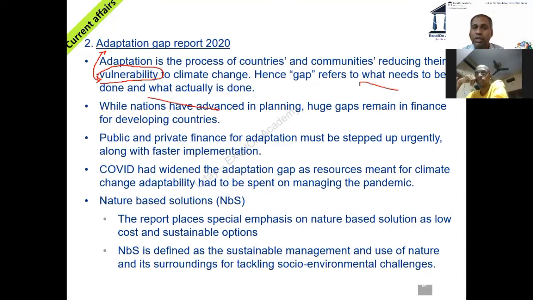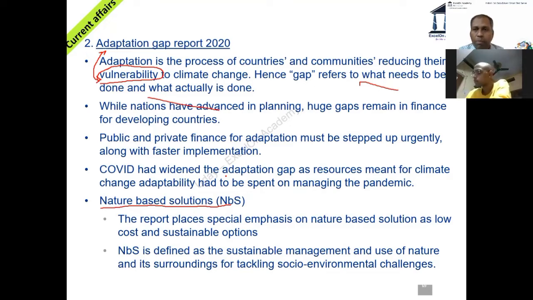So what they are saying is every country is very good when it comes to planning, but the problem is in financing. This is also an aspect which is well known. I'll come directly to the last point on the adaptation report, called nature-based solution. Now, this term has been picked up a lot by Indian media and coaching institutes. What is nature-based solution? As the name suggests, when you are trying to adapt to climate change, try to do it in a natural way, as against a man-made way. What does this mean?